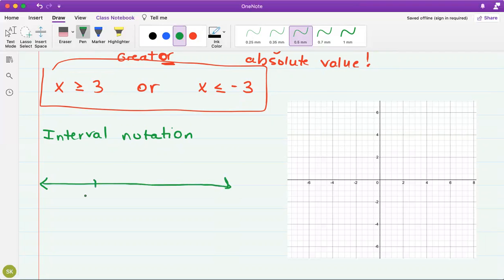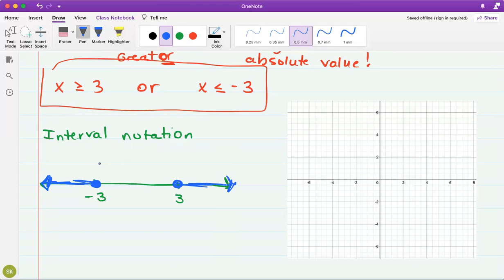I'm going to put negative 3 here, and I'm going to put positive 3 here. So I can be less than or equal to negative 3. I'm going to color in a circle here. When I color in the circle, that means I can equal this number, and I can be anything less than negative 3. And at the same time, I can be equal to 3 or bigger than it.